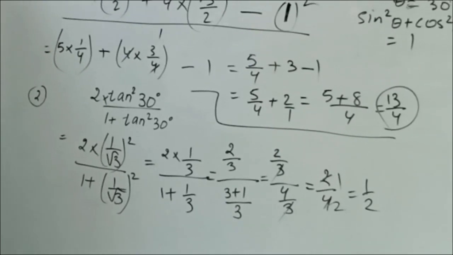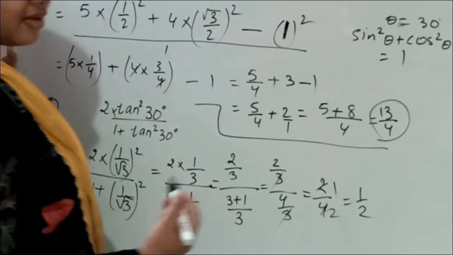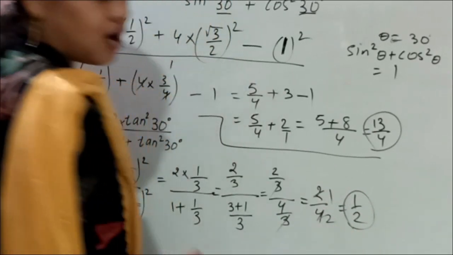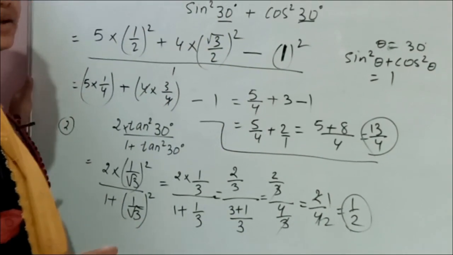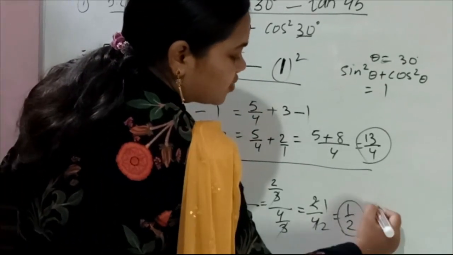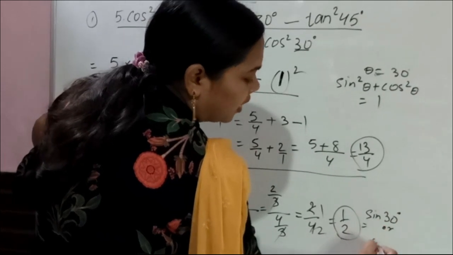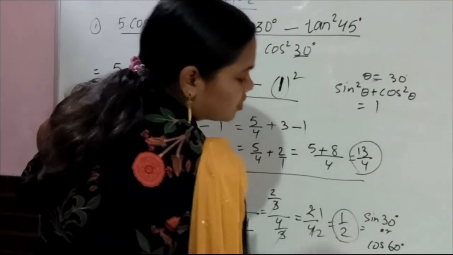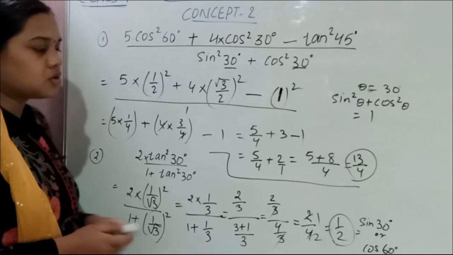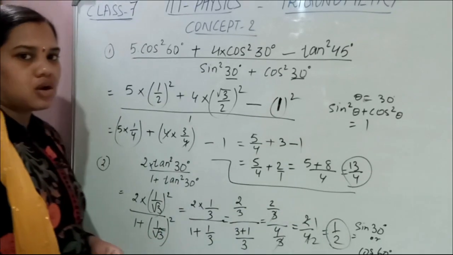And here some options are given. So here sin 30 value is also 1 by 2. 1 by 2 is given. Your answer, how much came? 1 by 2. 1 by 2 is the value of sin 30 and cos 60. So you can write this one as sin 30 degree also or cos 60 degree also. Cos 60 also 1 by 2, sin 30 also 1 by 2. So your answer is 1 by 2, also equal to sin 30 or cos 60. Clear?